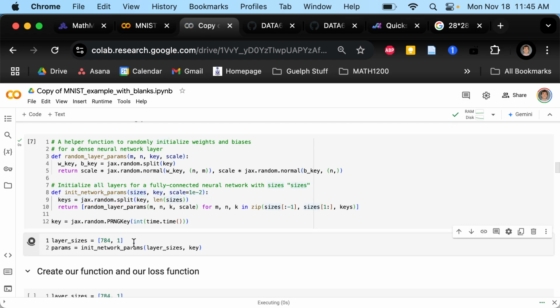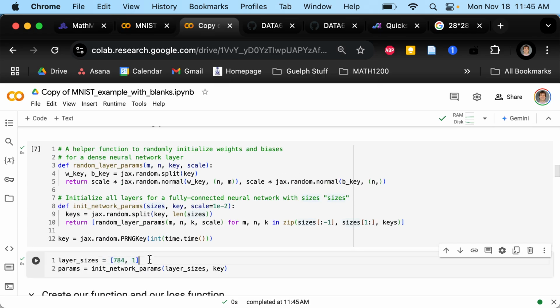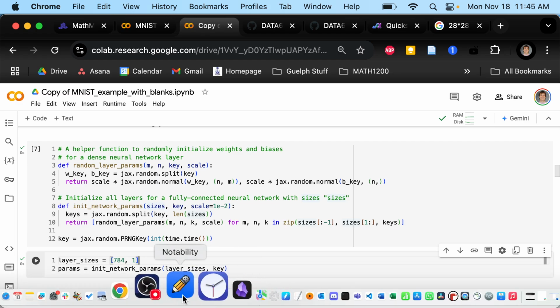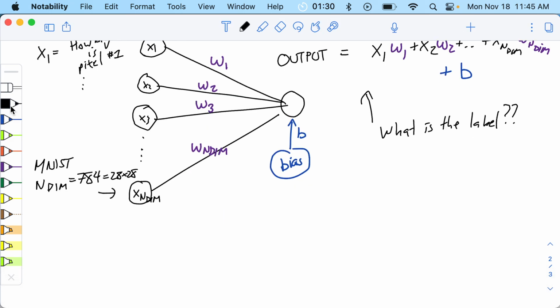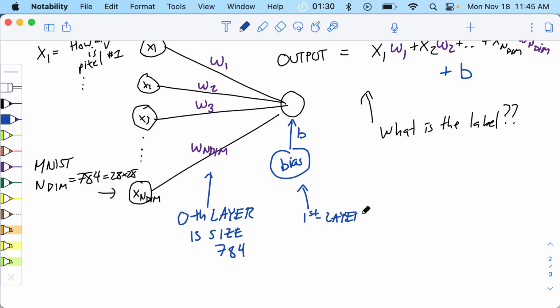Okay, here is what I wrote. This is the first important line. Layer sizes are 784, 1. This is exactly the picture that we started with. So by saying the layer sizes is 784, 1, I have told the computer, okay, make a vector over here. This is the first layer, or the 0th layer in Python. And then I said its size, 784. And the first layer, which is actually, starting at 0, it goes 0, then 1, is size 1.